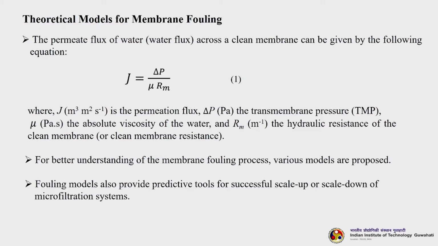So, let us now understand the theoretical models for membrane fouling. All the models are actually based on resistances. The permeate flux of water across a clean membrane can be given by the following equation: J equals delta P by mu Rm. Either you write J, Jv or Jw, it is the permeate flux, where J is the permeate flux, delta P is the transmembrane pressure, mu is the absolute viscosity of water, and Rm is the hydraulic resistance of the clean membrane, or clean membrane resistance. For better understanding of the membrane fouling process, various models are proposed. Fouling models also provide predictive tools for successful scale up or scale down of microfiltration systems.